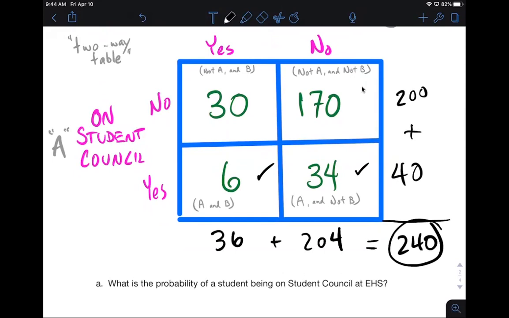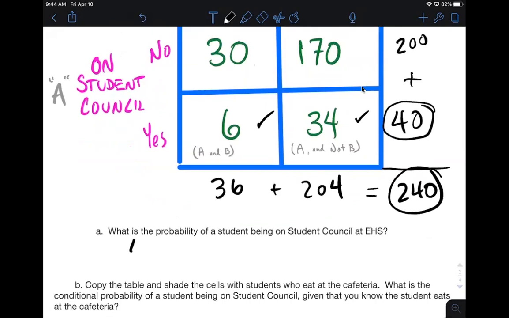So now to the question of what is the probability of being a student on student council? Well, all you have to do is take the yes answers, the 40 people who said yes, they are on student council, out of 240, so that's our probability. It's 40 out of 240, and just to be nice, we'll reduce that down to 1 out of 6. So it's a 1 out of 6 chance that a student at this school is on the student council. All right, so let's move on because we want to get to a conditional probability question, but we kind of have to answer some of these basic questions first.